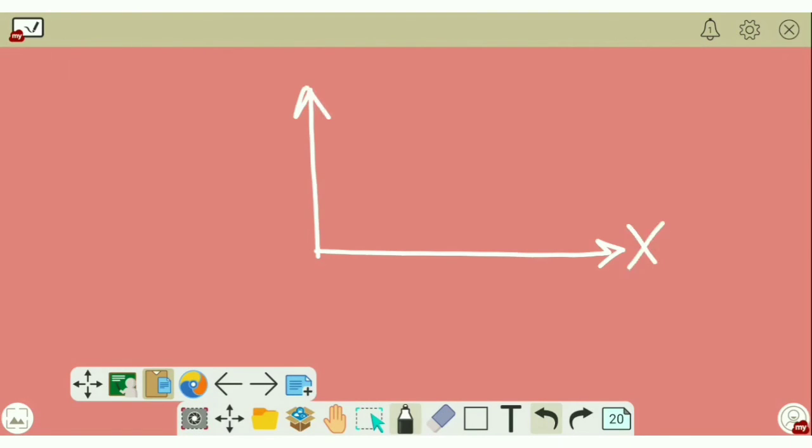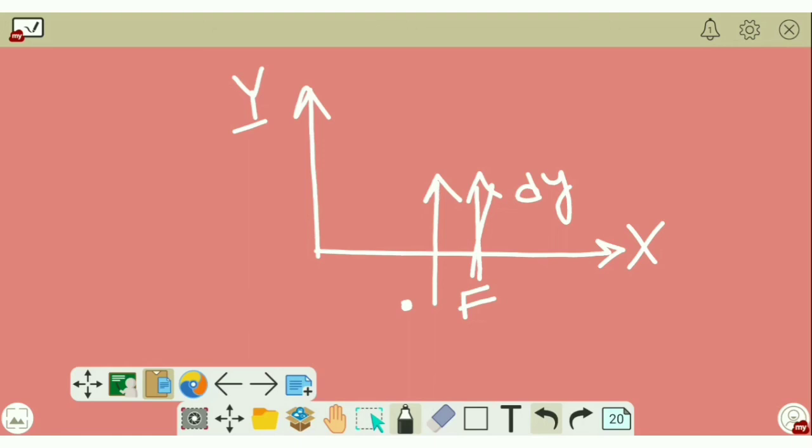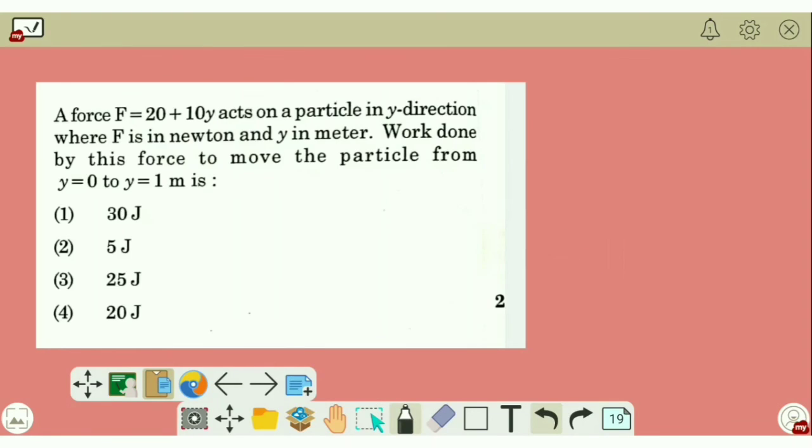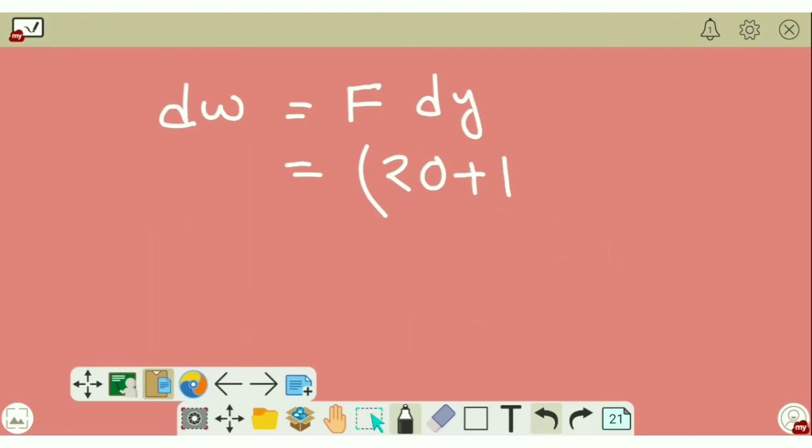This is x axis, this is y axis, and the body is in that direction or in that direction. Okay, now a force is acting in y direction, we have said that, and the body is moving in y direction. The body moves dy amount of distance along y direction, and in this whole process, the work done on the body is dw. So we can write dw is equal to F into dy, force into displacement. So force is equal to 20 plus 10y, times dy.